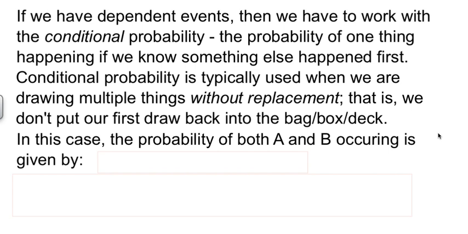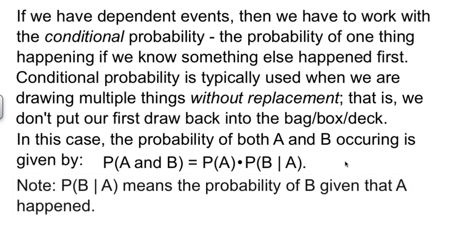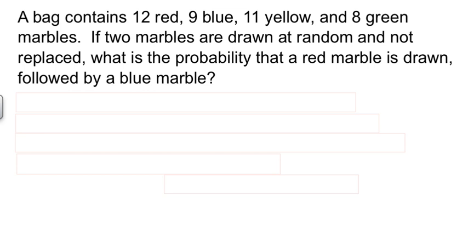If you don't put back what you drew, then you're looking at a dependent event, so it's conditional. In this case, the probability that both things occur is given by this mathematical formula. The probability of A and B is the probability of A times, and the way you read this is the probability of B given A. That's the probability that B happens given that you know A already happened. Okay, sounds a little complicated, but you'll get it pretty quickly here.